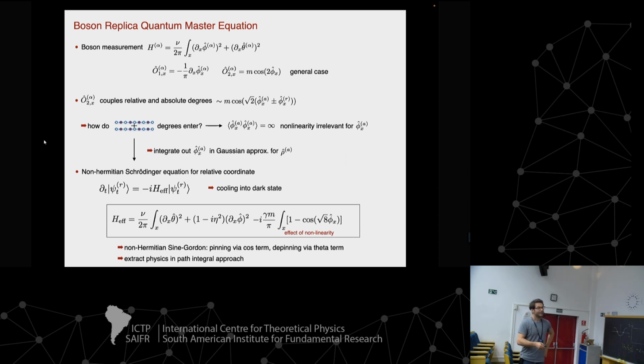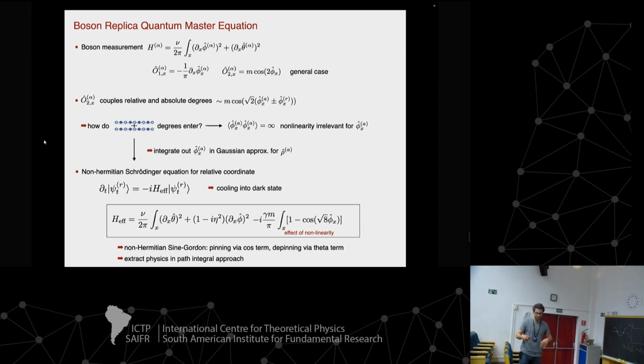And this problem here looks exactly like a Sine-Gordon model. There's this cosine nonlinearity. It's called the Sine-Gordon model because if you look at the equation of motion and take one derivative of the cosine, it becomes a sine. So that's a Sine-Gordon model.